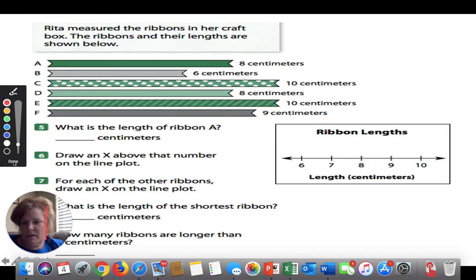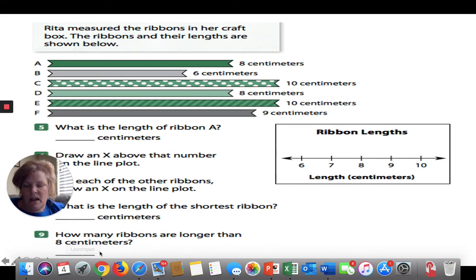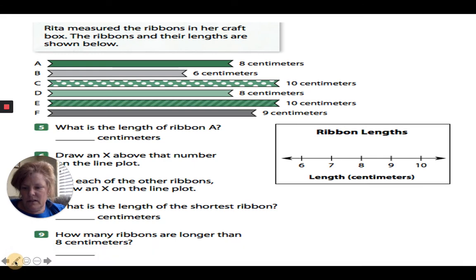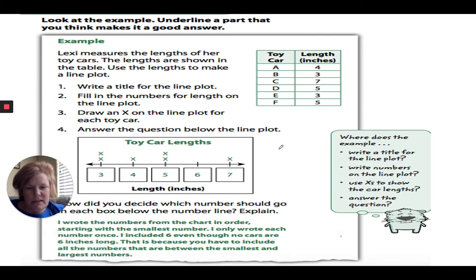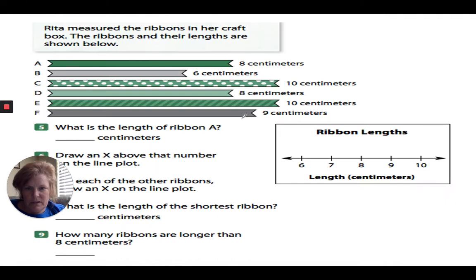I'm still drawing. Now I have a red line on my face. How you like that? How many ribbons are longer than 8 centimeters? Wait a minute. Maybe I can use this. Maybe this will work better. Goodness gracious. So 8, nope. Come on, please. Please work. Let's see if it'll just let me do the 8 centimeters. Let me see if it'll let me put 2 on there and they'll actually stay. I'm using a different pen, so maybe this one will stay. Yay, it stays. So I figured it out.